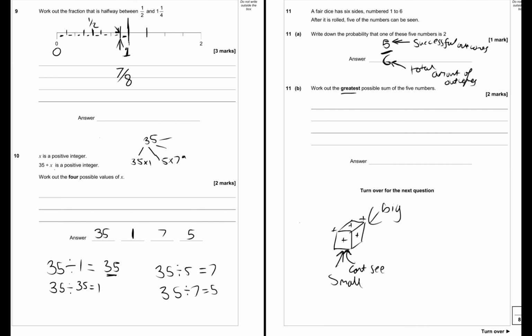Okay? So the smallest number on the dice is a 1. So let's put the 1 on the bottom, and we can't see it. So that means these numbers on the top are going to be the big numbers. So we're going to have 2, 3, 4, 5, and 6. And all we're going to do is add them together. So adding them together, we are going to get 20. So our answer is 20.